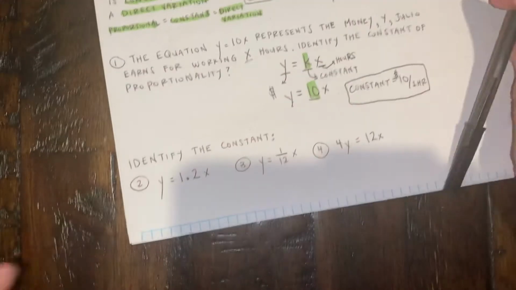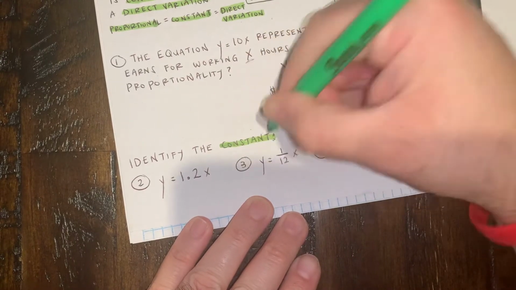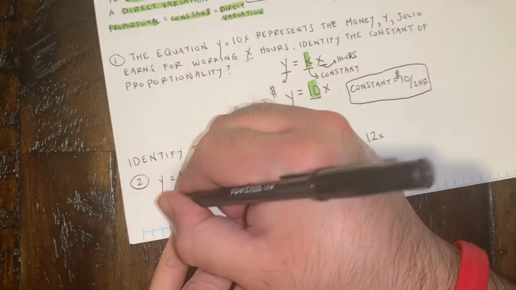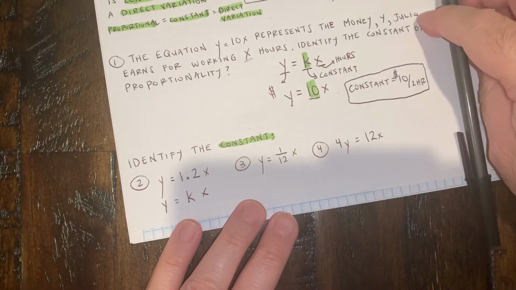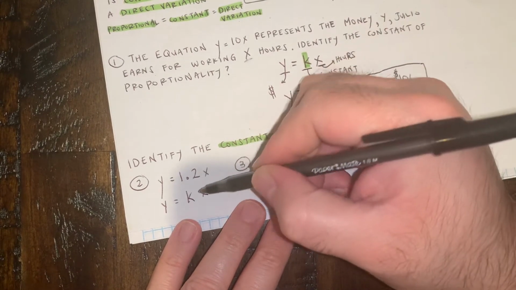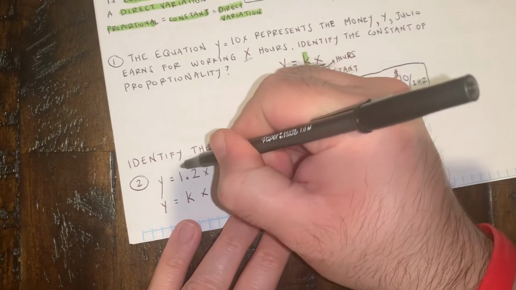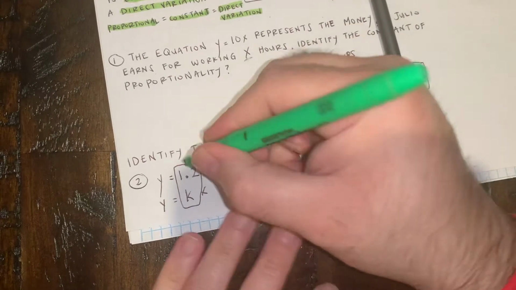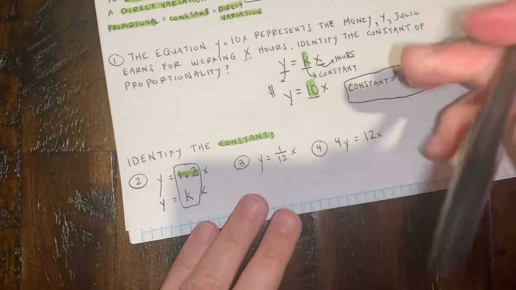Identify the constant. So once again, we want to identify what is our constant. If you look, each of the equations is written in a y equals kx format. So in order to identify your constant, you're just going to ask yourself, what is in the k position? What is in front of the x? There you go. That is in front of the x, so your constant is 1.2. Now let's do the next one.